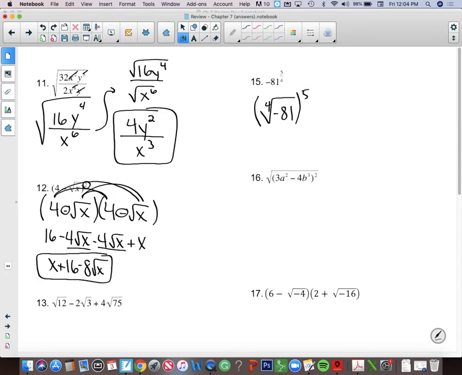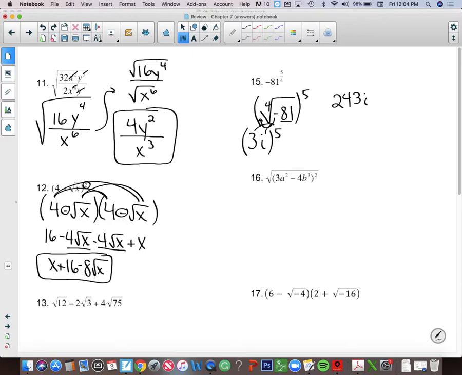Okay, 4th root of a negative 81, so that negative comes out front as an i, and then the 4th root of 81 is a 3. Okay, so 4th root of negative 81 would be a 3i, but I have 3i to the 5th. So we have to take 3 times 3 times 3 times 3 times 3. That's 243. Okay, it goes to both of those.